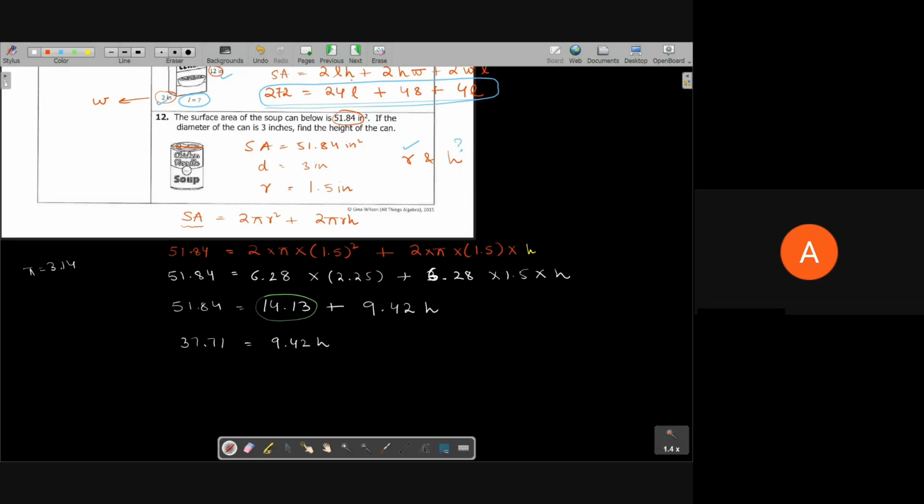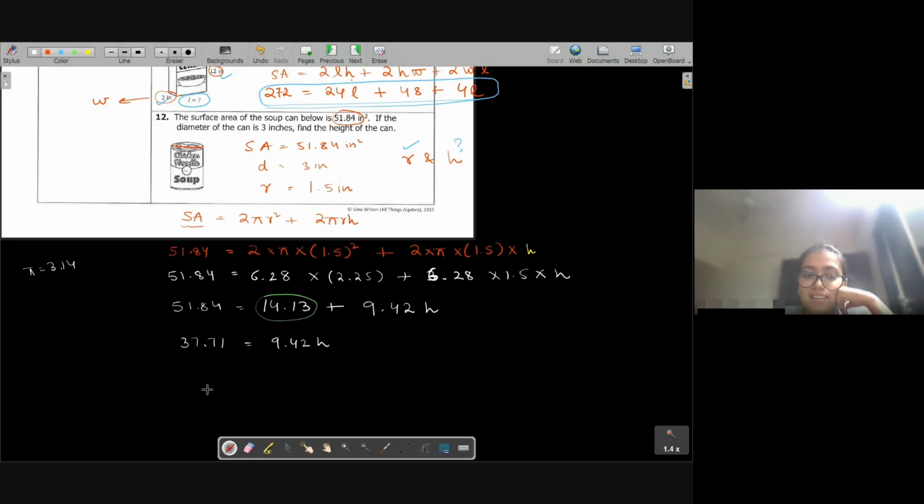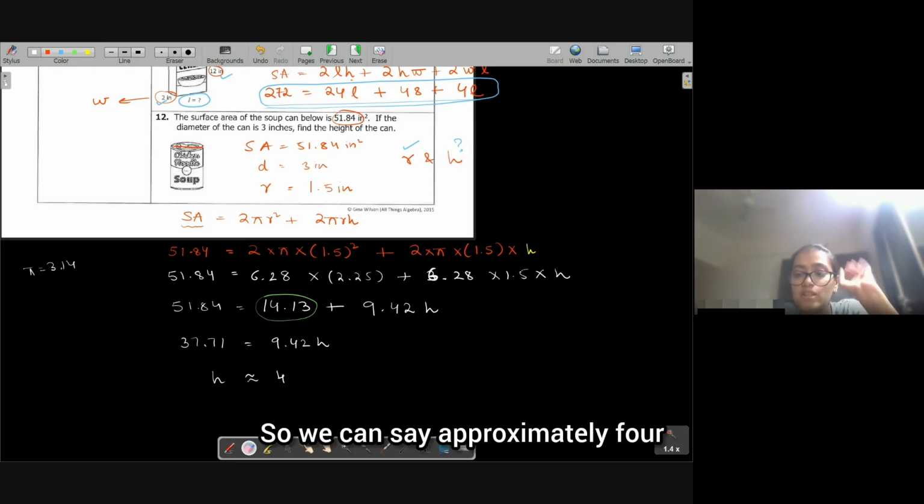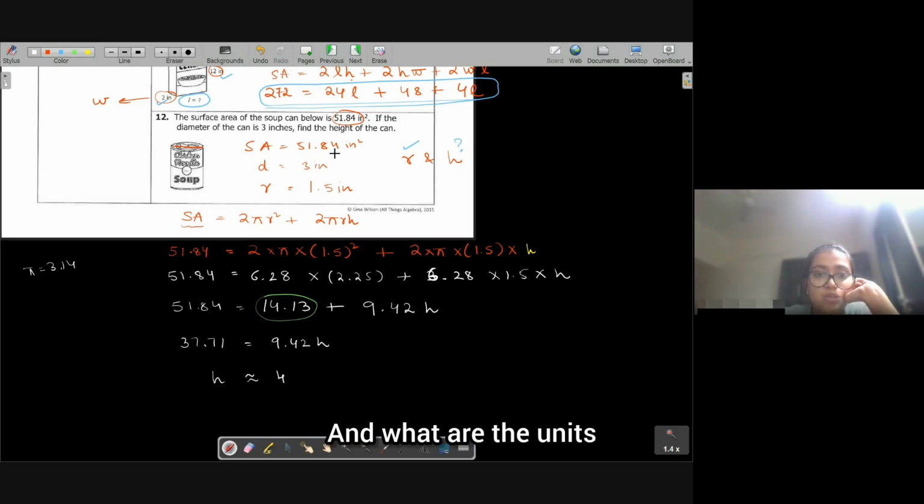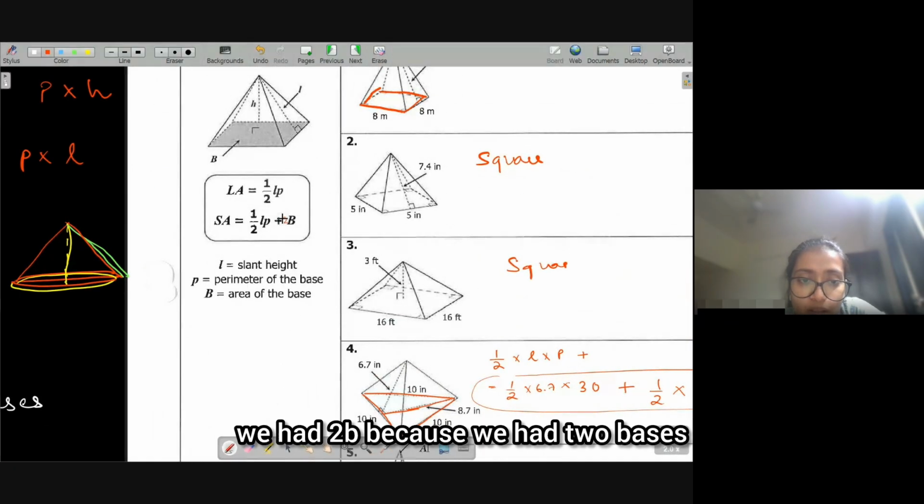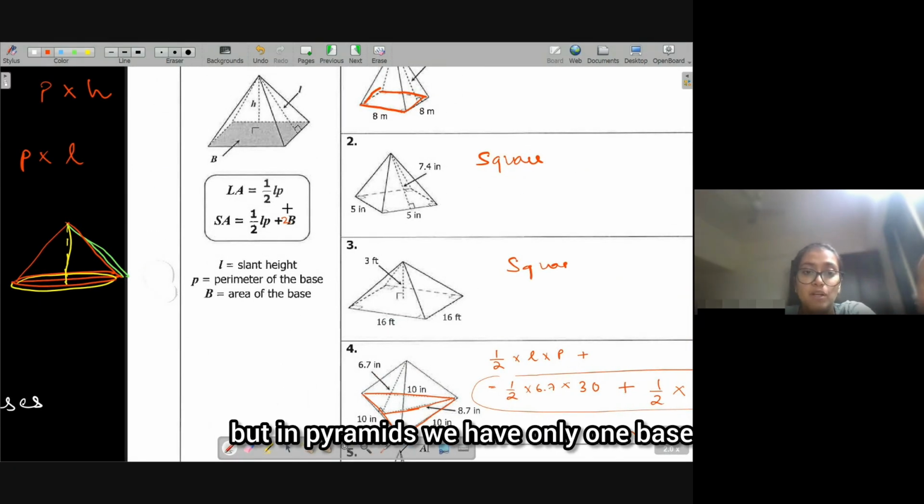Yeah. Oh, thank God. So this divided by this will be approximately 4 only. It's 4.0031, so we can say approximately 4. And what are the units? Inches. In prisms, we had 2B because we had 2 bases, but in pyramids, we have only 1 base.